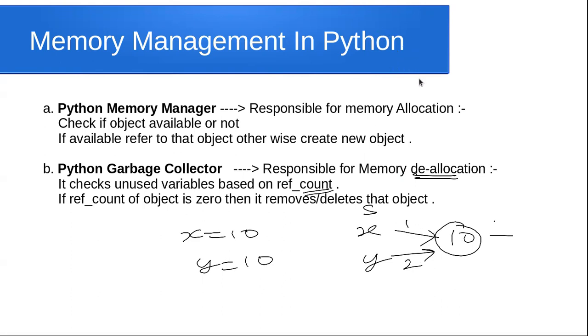After that, it checks unused variables based on the reference count. If we delete x and delete y, the reference count of this object goes to 0. After execution of this program, it will go to 0. When the reference count is 0, the garbage collector will delete this object.